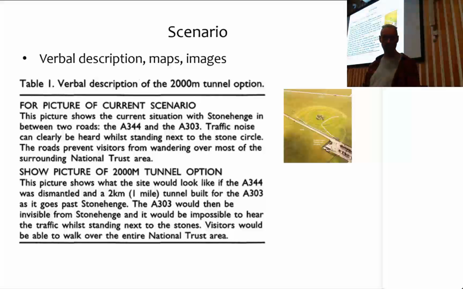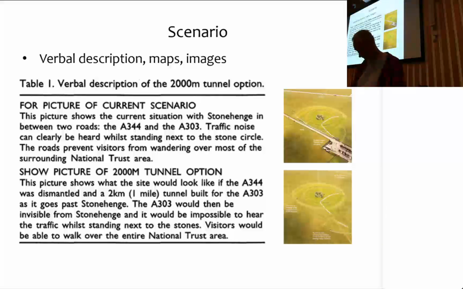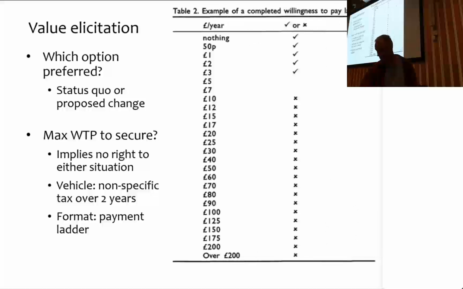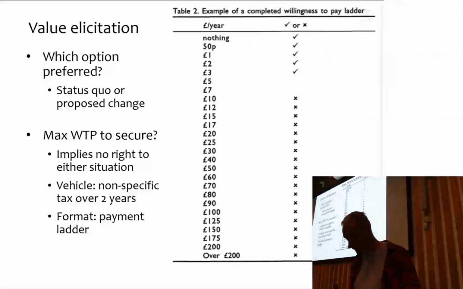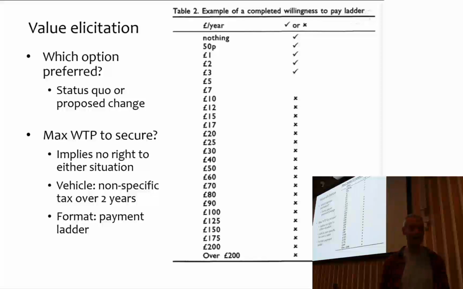The study actually did 2 things. It showed the pictures that I just showed, but it also just gave a verbal description of the things that would happen, right? So that is how you would do this. And then what they did was they used the payment ladder like this. Which option is preferred, status quo or proposed change, and how much are you willing to pay for your preferred option?